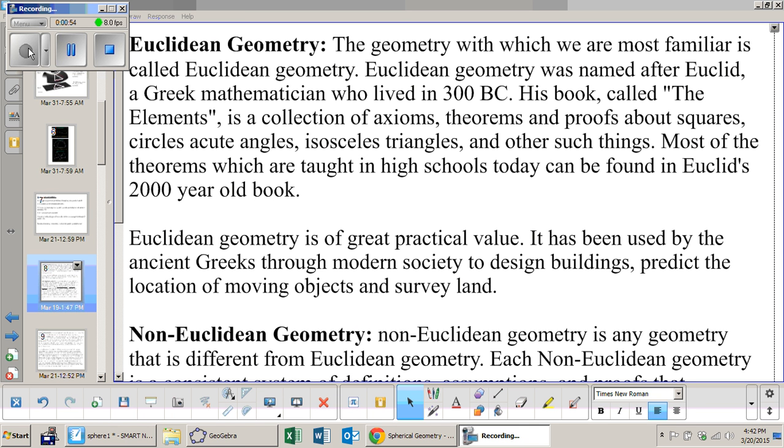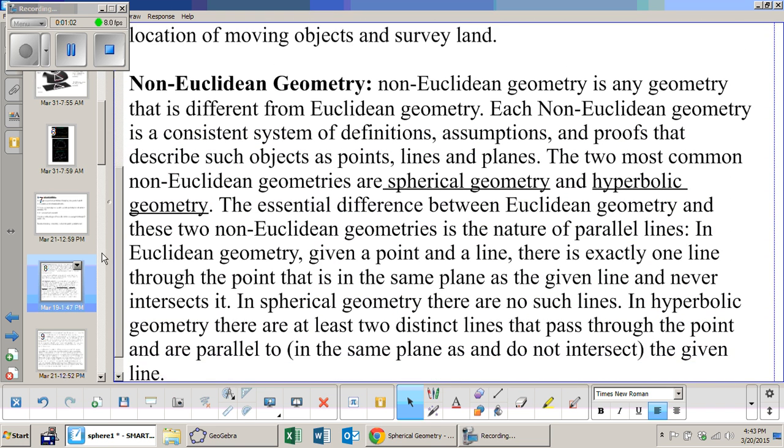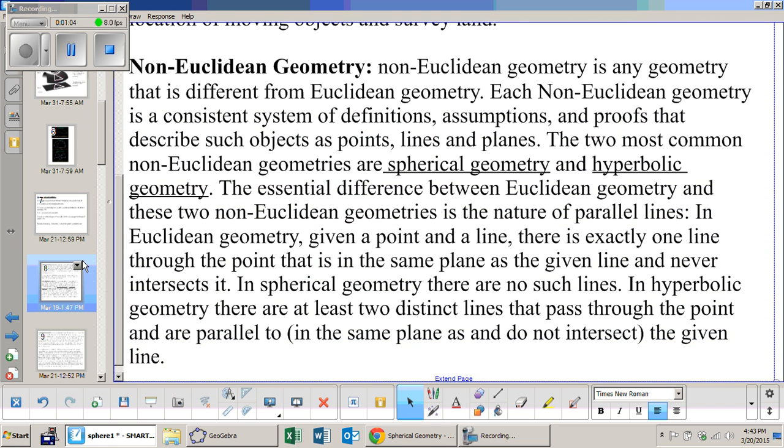Euclidean geometry is of great practical value. It's been used by the ancient Greeks through modern society to design buildings, predict location of moving objects, even to survey land. Non-Euclidean geometry is any geometry that's different than Euclidean geometry. Each non-Euclidean geometry is a consistent system of definitions, assumptions, and proofs that describe such objects as points, lines, and planes. The two most common are spherical geometry and hyperbolic geometry.